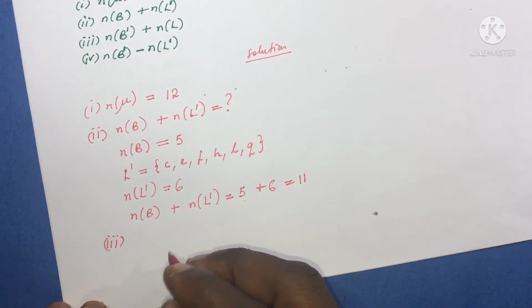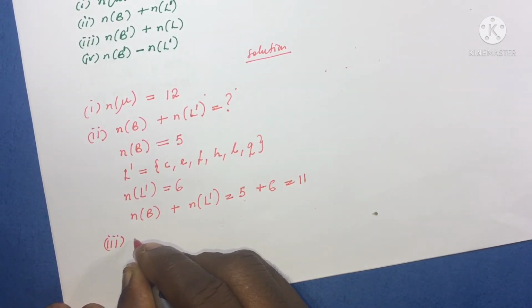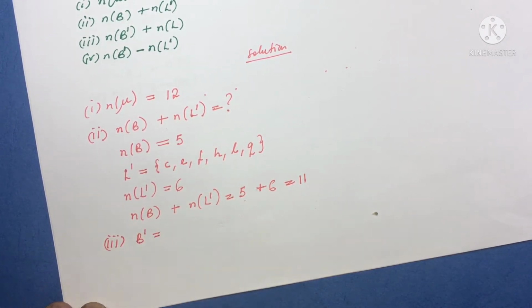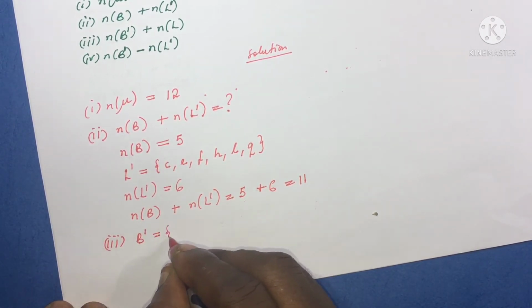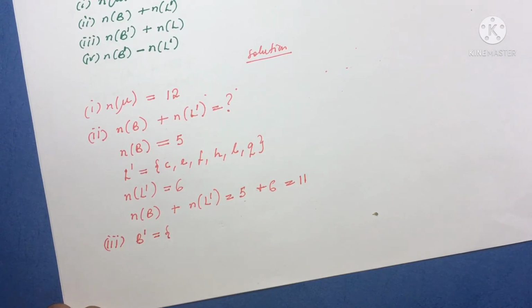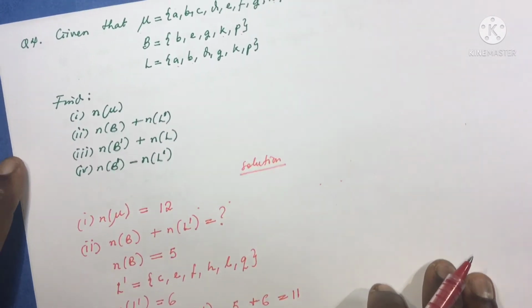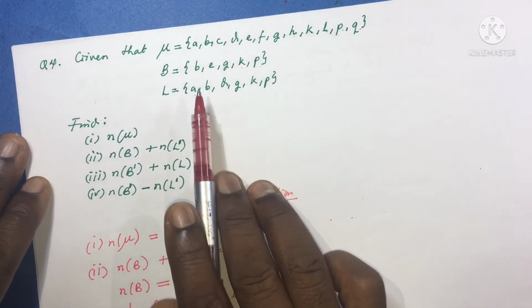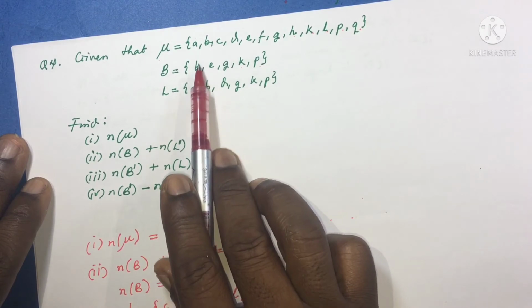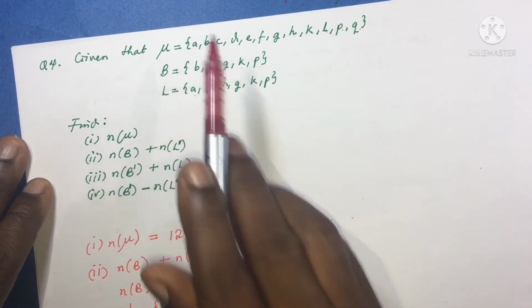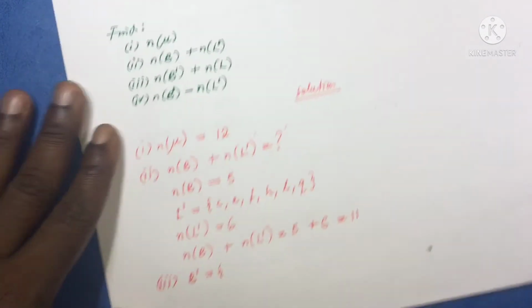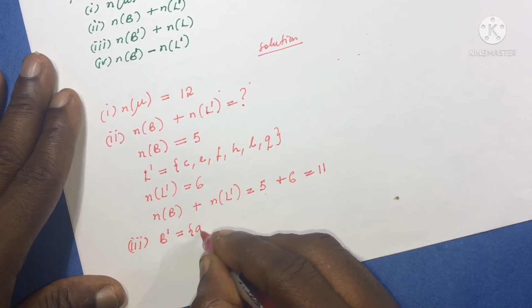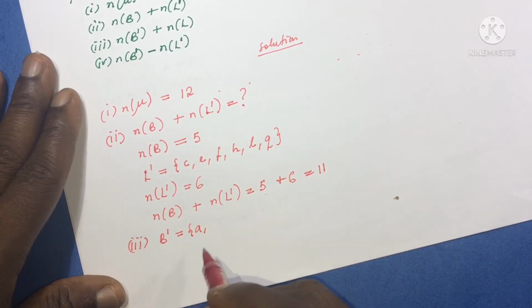So in question number 3, we will start with obtaining B prime, okay? So what is the set B prime? The set B prime contains all the elements in the universal set not found in B. So what are those elements you find in the universal set but not in B? Let's see. So in the universal set we have A, and A is not found in B. So I'm going to write that here. A is found in the universal set but not in B.